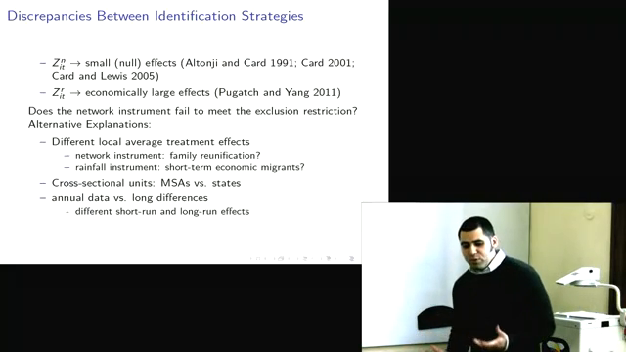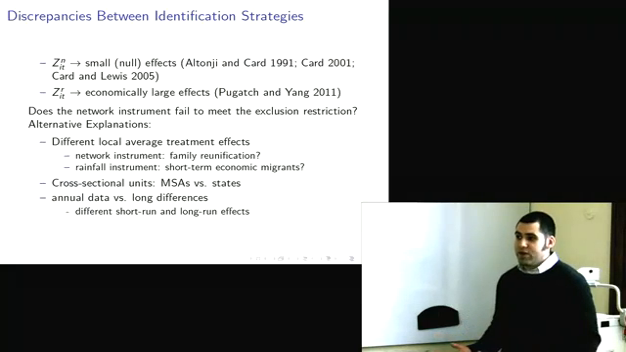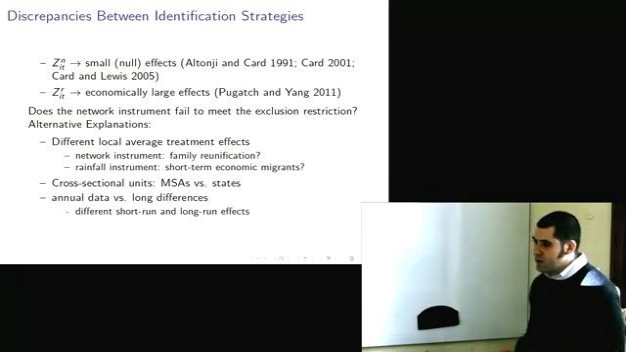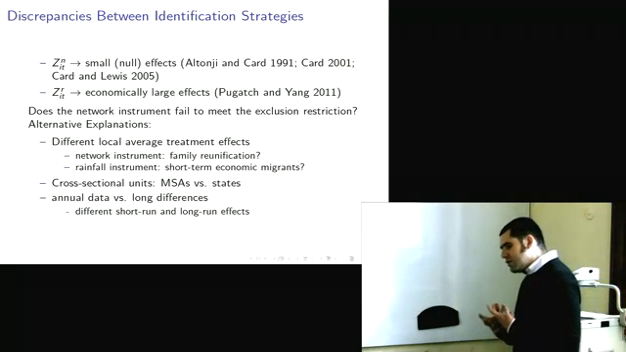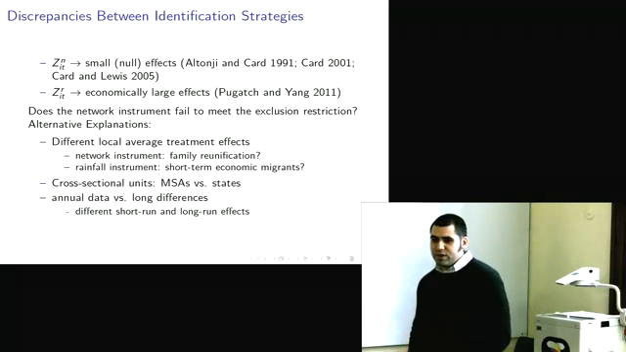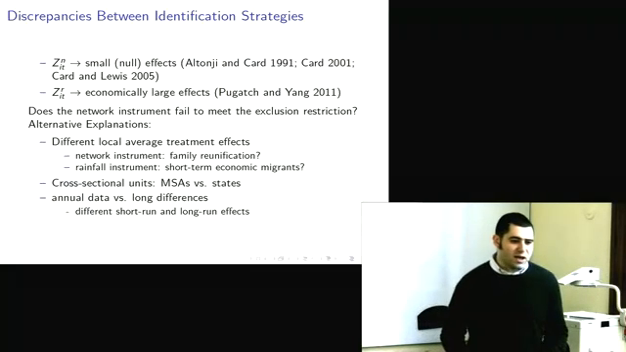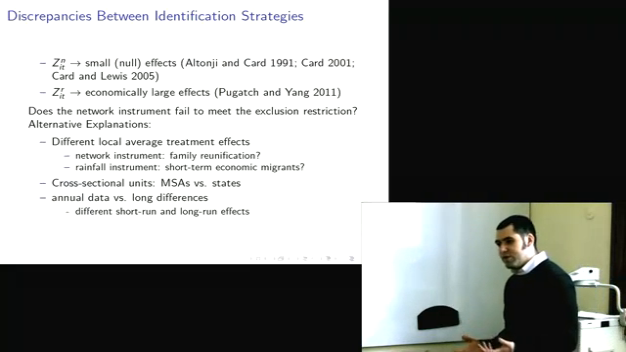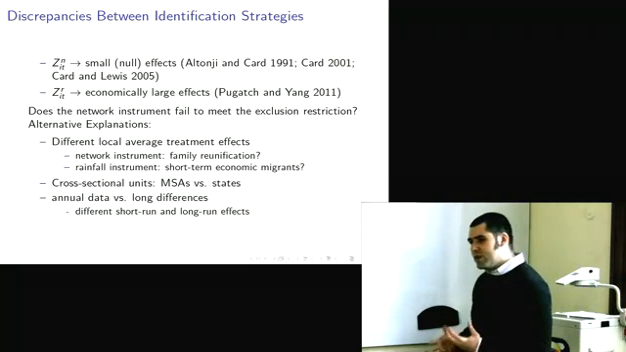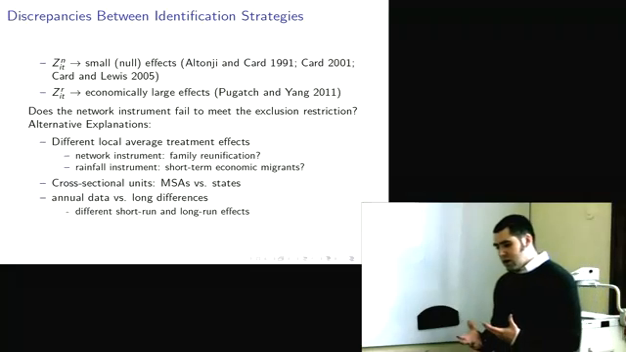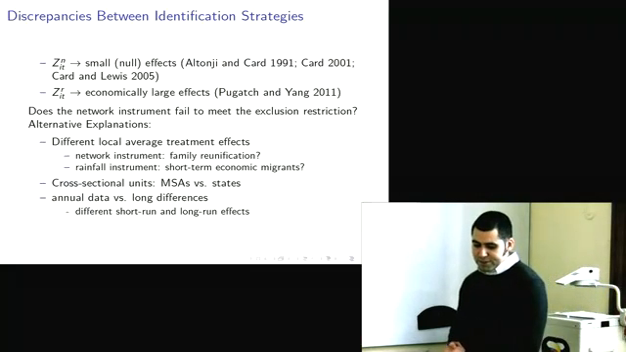Morris and I just want to point out that there could be a number of other explanations for this. The first is that these two instrumental variable strategies could be identifying different local average treatment effects. For example, the network instrument may capture in part economic migrants, but in part migrants who come for family reunification reasons. And the rainfall instrument may capture short-term economic migration, and those two sets of migrants may have different effects.